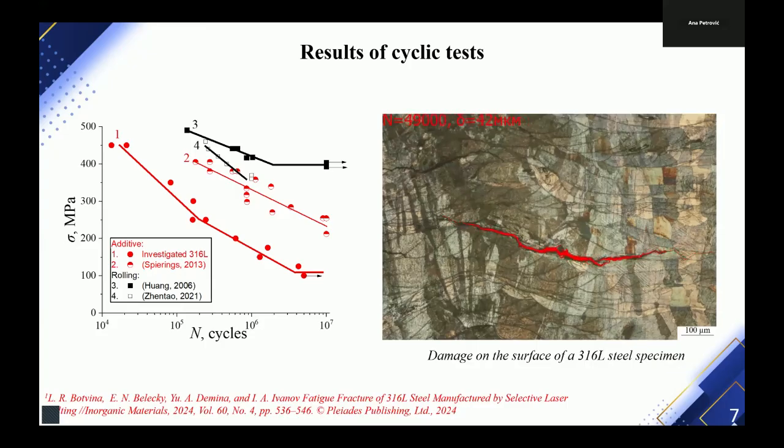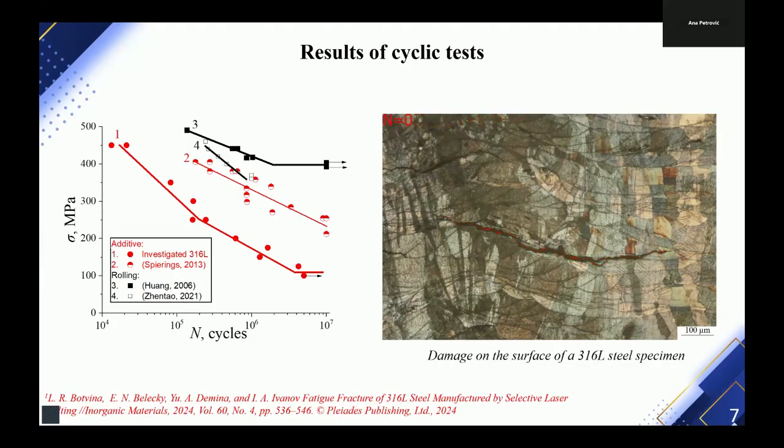Here you can see the fatigue curve for our material, and some literature data. Our material is not very good, but the reason is that we don't have any heat treatment. We only print these specimens and start to investigate them.